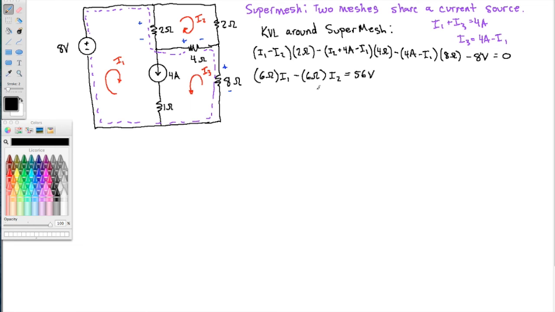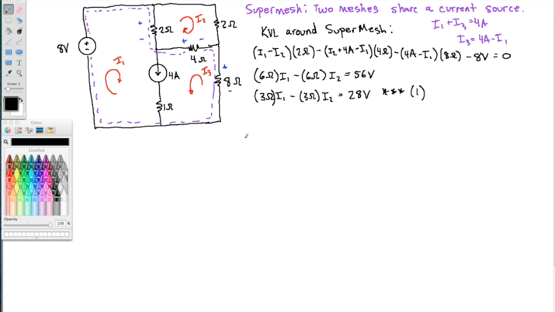Alright, so at this point, I think there's a 2 here, so we can have 3 ohms I1 minus 3 ohms I2 equals, and then if I divide by 2, 28 volts. And we'll put some stars there so it pops. We'll need it again and call that equation 1.